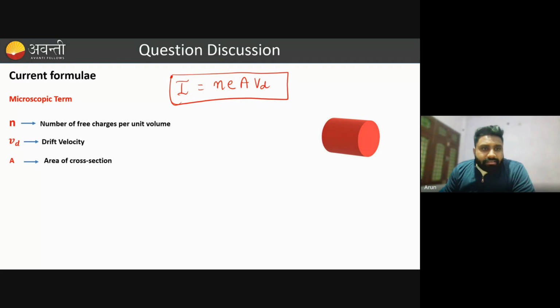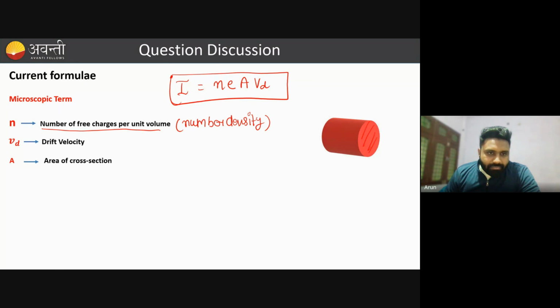Now here N is nothing but the number of free charges per unit volume. Number of free charges is nothing but the electrons. That is the free charge. So it is also termed as number density because it is number per unit volume. Density is nothing but mass per unit volume, so that is called mass density, and this is number density. Vd is the drift velocity, A is the area of cross section, this. And let me change the color.